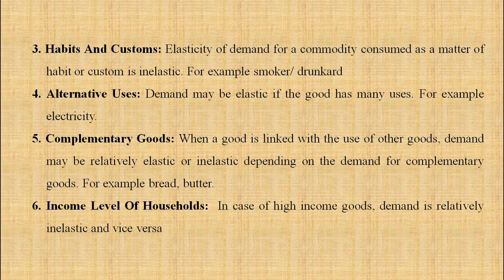Next, complementary goods. When a good is linked with the use of other goods, demand may be relatively elastic or inelastic depending on the demand for complementary goods. For example, bread and butter. Next, income level of households. In case of high income goods, demand is relatively inelastic and vice versa.